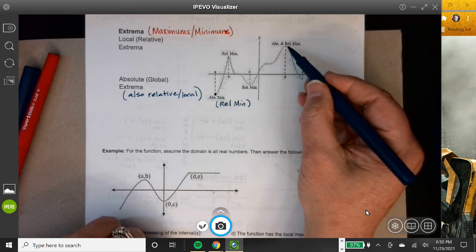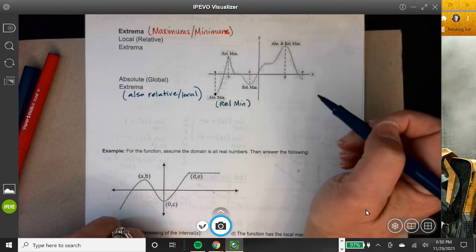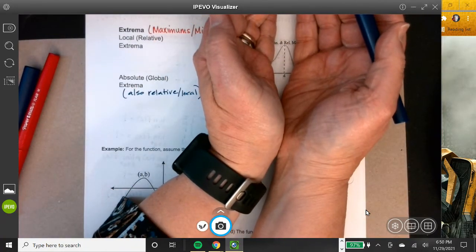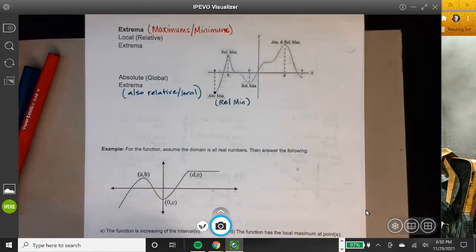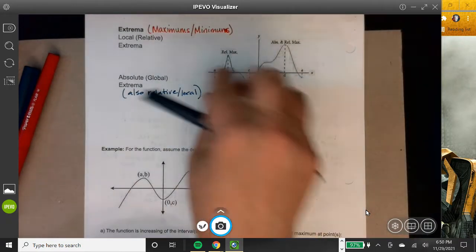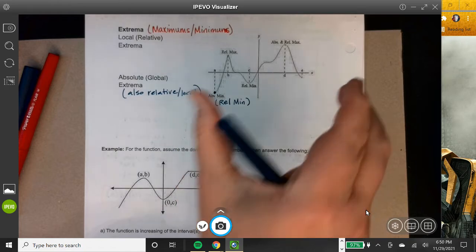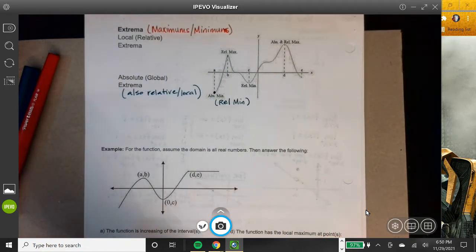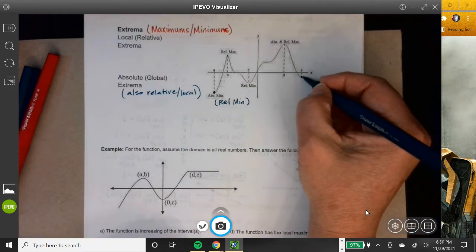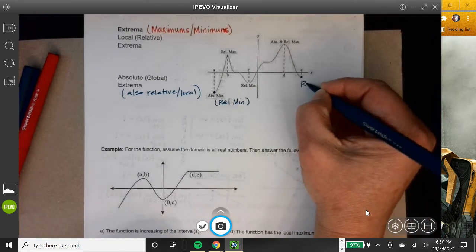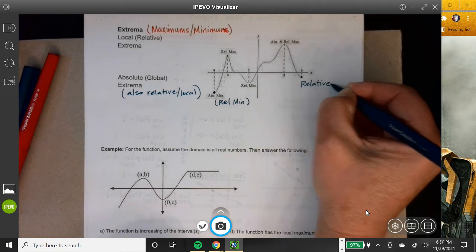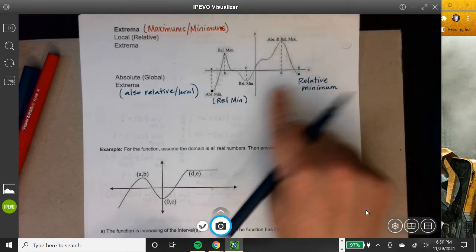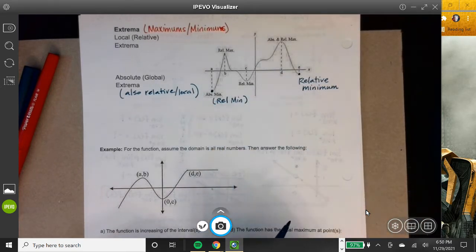This one is clearly the absolute highest y value, so that's the absolute max. It's also in its neighborhood. Is it the highest y value? Yeah, so it's also a local. But when you're looking at the bigger picture, you would call that an absolute max because that's telling you even more information. And then E down here, if this is a solid dot here, this is a relative minimum because in its neighborhood, it is the lowest y value, but it's not the absolute lowest because that is the absolute lowest, okay?